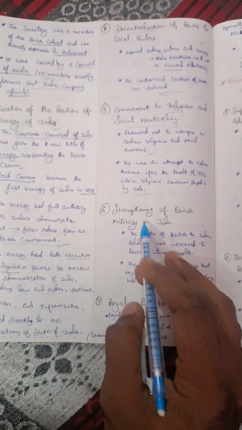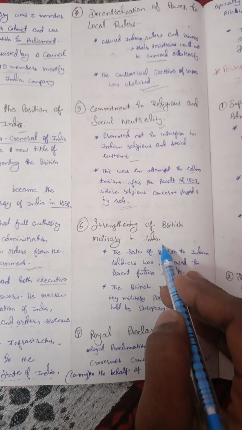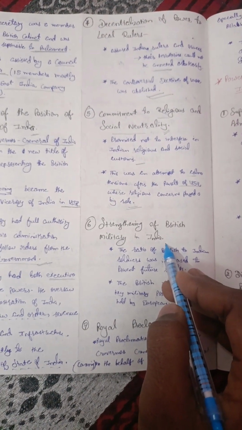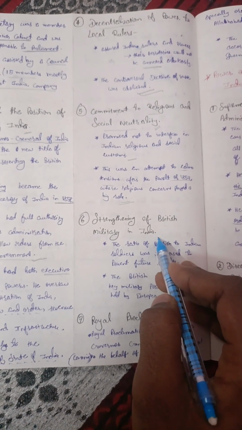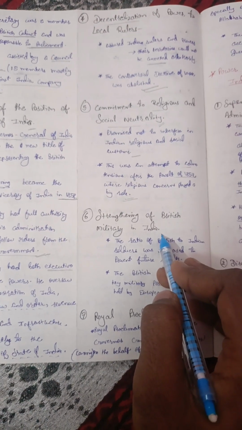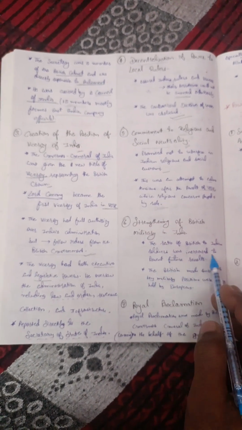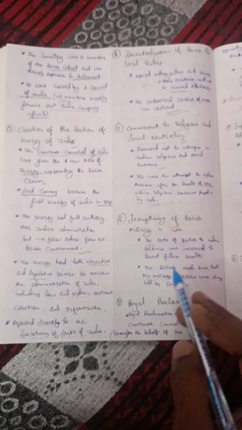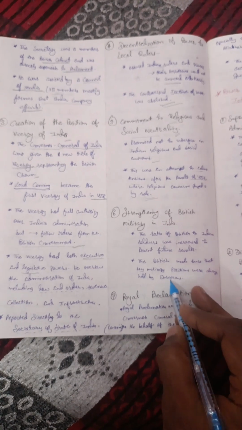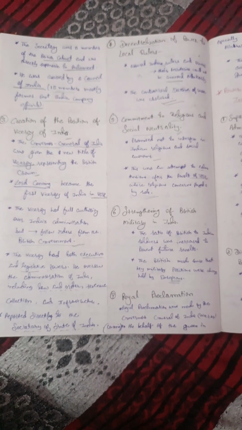The sixth provision was the strengthening of the British military in India. Basically, after the revolt, the British took proactive actions, and they increased the number of European soldiers as compared to Indian soldiers, so that this type of situation would not take place again. The ratio of British to Indian soldiers was increased to prevent future revolts, and the British made sure that key military positions were always held by Europeans.